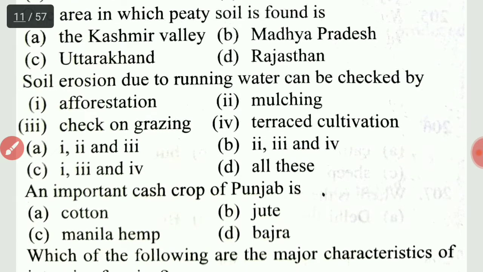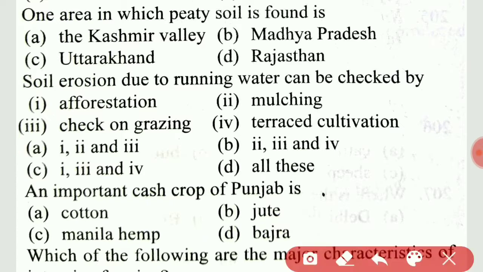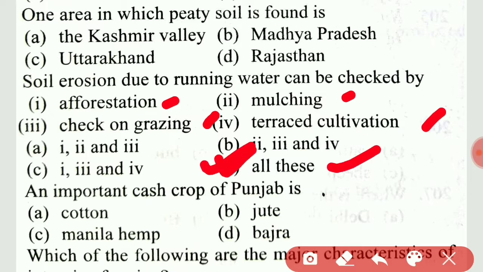Next, soil erosion due to running water can be checked by afforestation, mulching, check on grazing, terraced cultivation. The right option is option D. All are correct. Soil erosion due to running water can be checked by these.